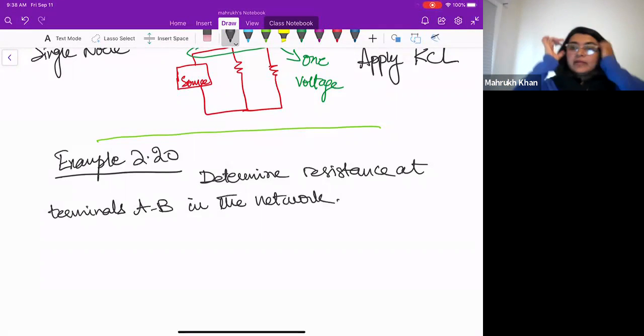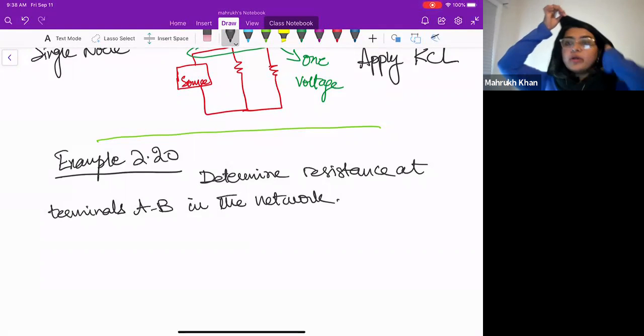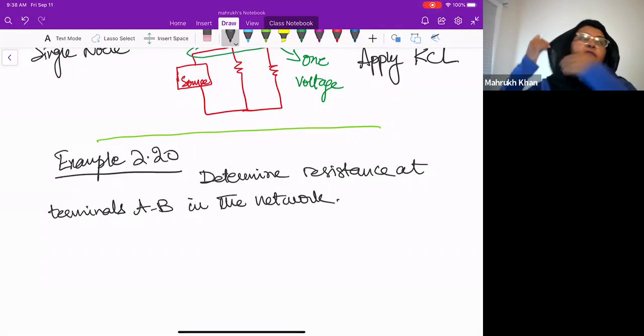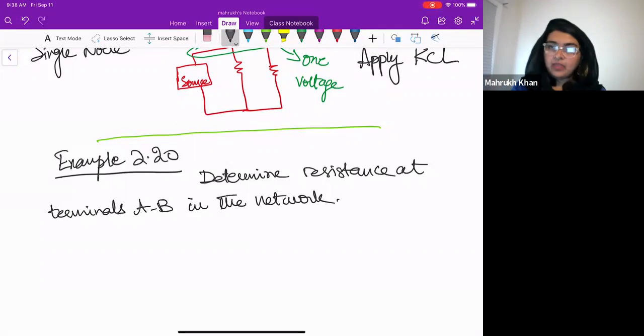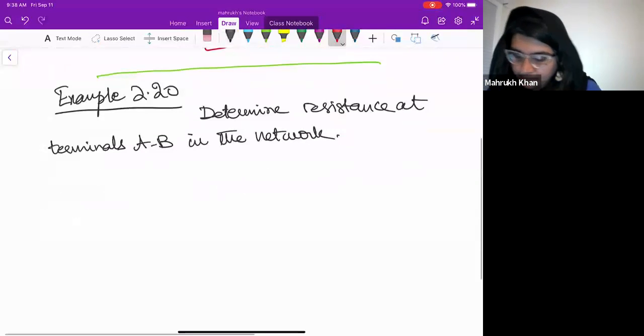So when we are solving the circuit, it's very important to see what we have to find. We cannot just try to find every current, every voltage, and every resistance. We have to see what we are trying to find, and then we will go from there.